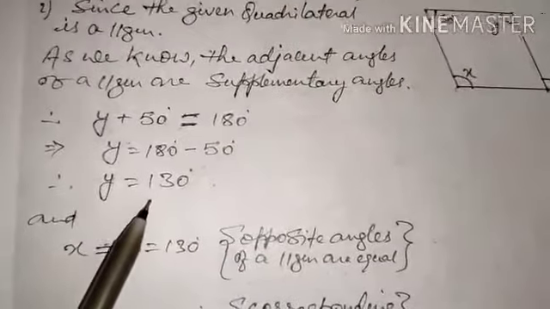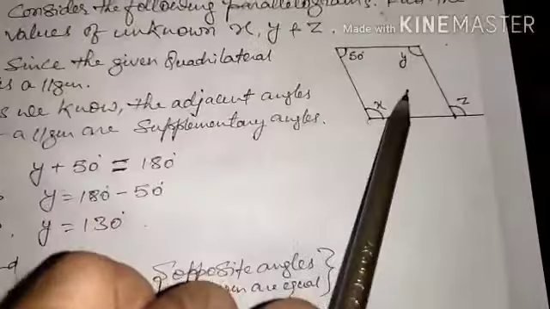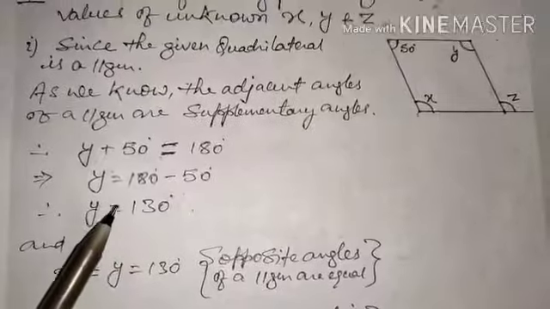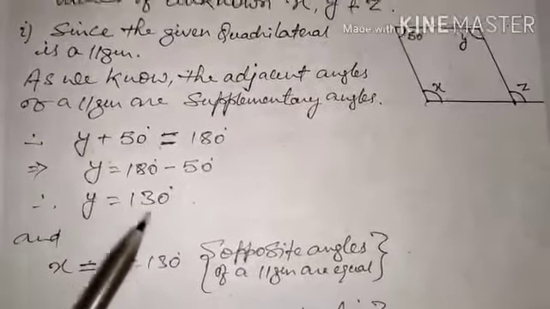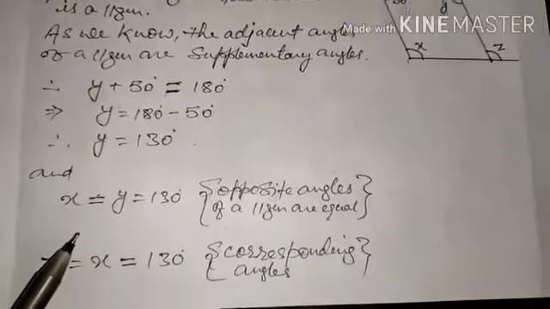It's very easy to understand, because once we understand this diagram and we know the properties, then we can easily solve the questions. So y is equal to 130 degrees. So this is our answer. Now let's move on to another.